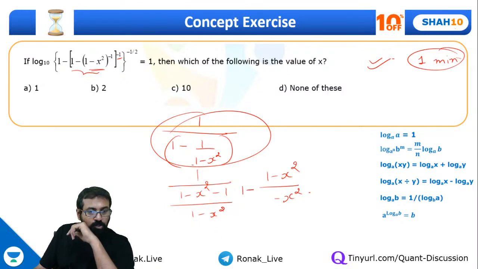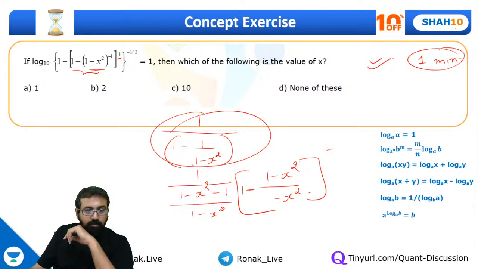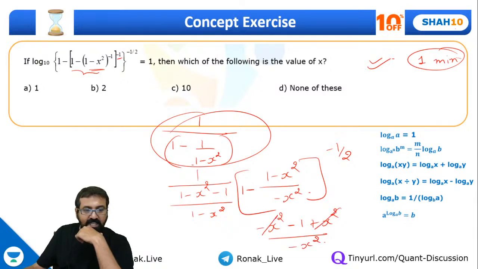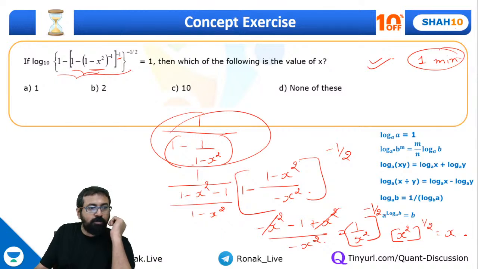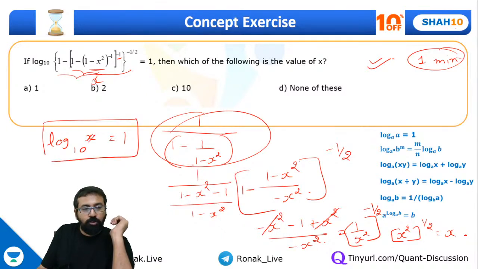Now it is 1 minus this one, and then there is minus 1 by 2 power. If I just solve this, I'll get minus x square minus 1 plus x square divided by minus x square. So this will get cancelled off. So this will be 1 upon x square whole raised to minus 1 by 2, which is x square raised to 1 by 2, which is x. So basically this value will come out to be x, and so log of x with base 10 is going to be 1. For which value of x will it happen? Can I say it should happen for x equal to 10? So option C.